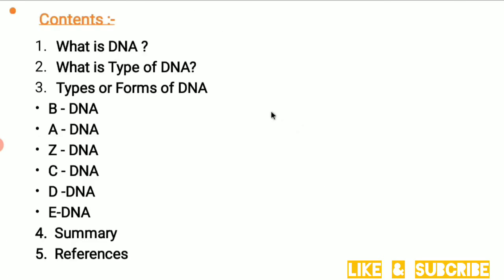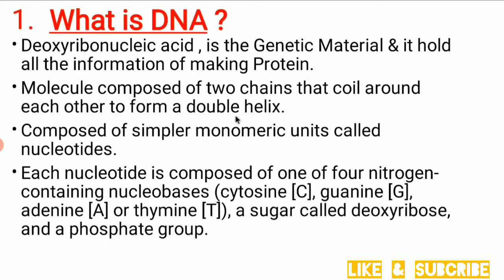Next, the structure of DNA. DNA is a polymer of nucleotides. Two chains of nucleotides are coiled around each other and form a duplex, a double helical structure. Each nucleotide is composed of a nitrogen base, sugar and phosphate. The nitrogen base is either guanine, cytosine, adenine or thymine. This is all about DNA.